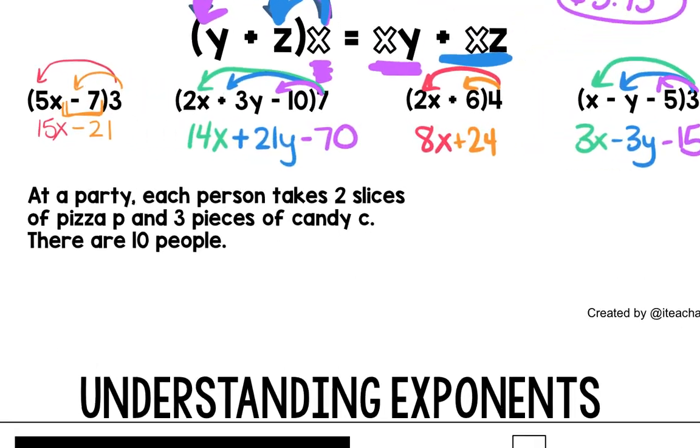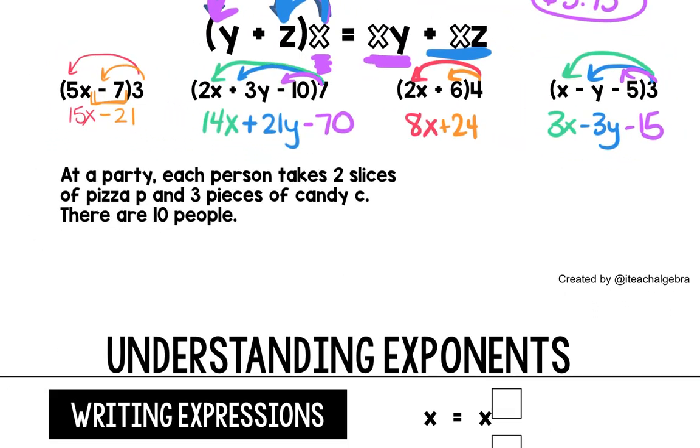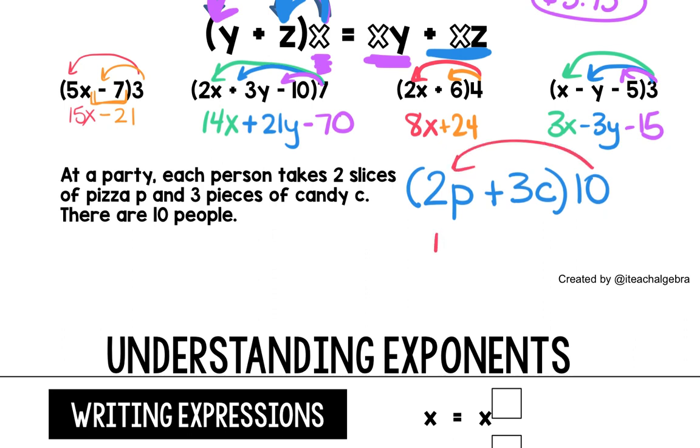And in words, here's how something like this is going to look. So at a pizza party, each person takes 2 slices of pizza and 3 pieces of candy. There are 10 people. So we can distribute backwards to know that this is 20 pieces of pizza and 30 pieces of candy.